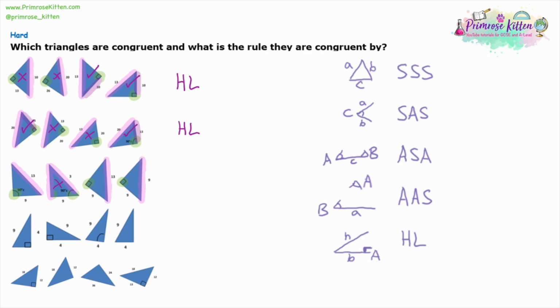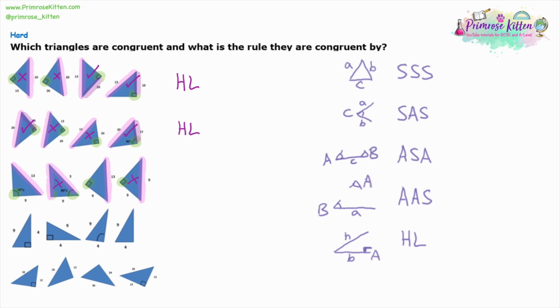And then the final triangle, the fourth one, has a hypotenuse of 9, and one of the side lengths is 9. Now the hypotenuse has to be the longest side. There can't be a tie break. You can't have two that are 9 both be hypotenuse. It's not going to work. So the fourth one is also not going to be congruent.